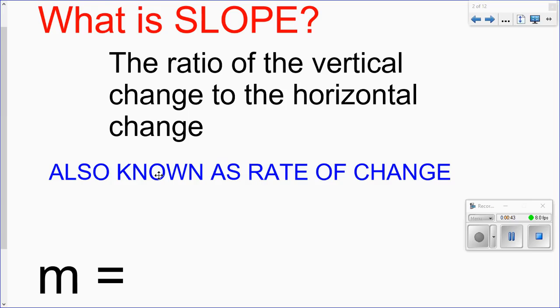It's also known as rate of change. So sometimes you'll hear the word rate of change more than the word slope. And rate of change usually means the same thing. It's still talking about slope, like how much it is increasing or decreasing by. But rate of change is typically used a lot more when we're talking about real world examples, because they want to know how something is increasing or decreasing, the change that's happening, and at what rate.